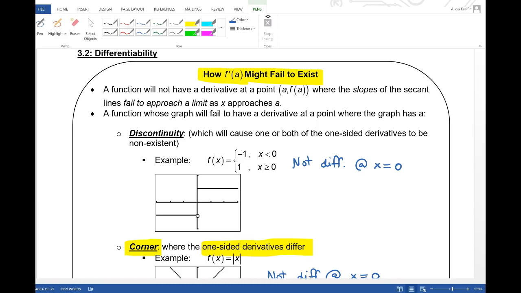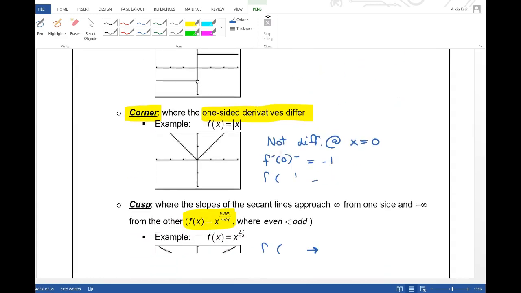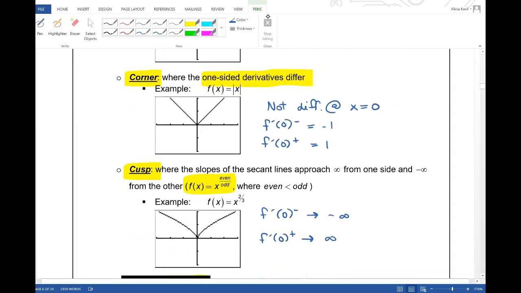Okay, so differentiability. Real quickly, there were four reasons why a function would not be differentiable at a point. One is if you have a discontinuity. You can't find the derivative at 0 in this case because from the left and right they have different values. Next one was a corner.